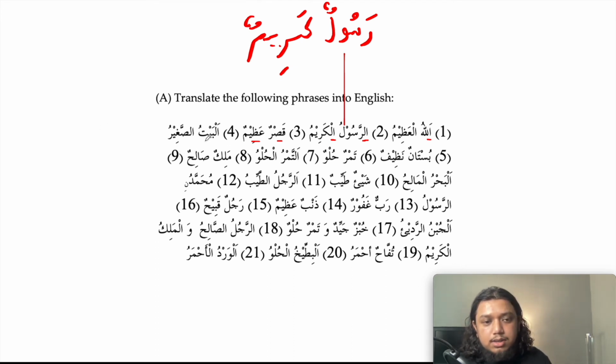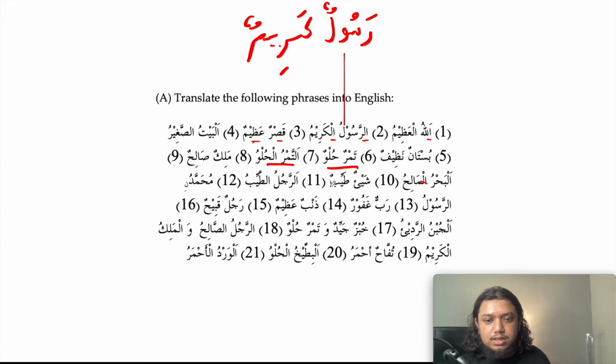Al-Bayt al-Saghir, the small house. Bustanun Nadhif is a clean garden. Tamrun Hulw, sweet dates. At-Tamarul Hulw, the sweet dates. Perfect example of the sifah copying the mawsuf, the adjective copying the described word in definitude. Malikun Salih, Malikun salihun is a righteous king or a pious king. Al-Bahr al-Malih is the salty sea.